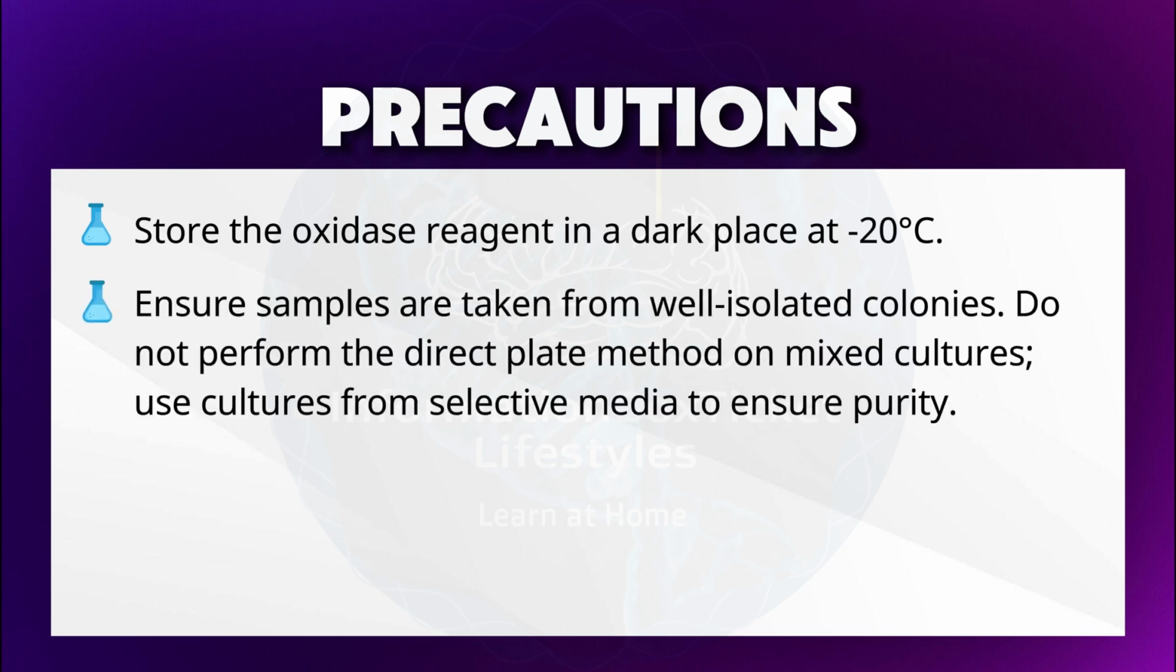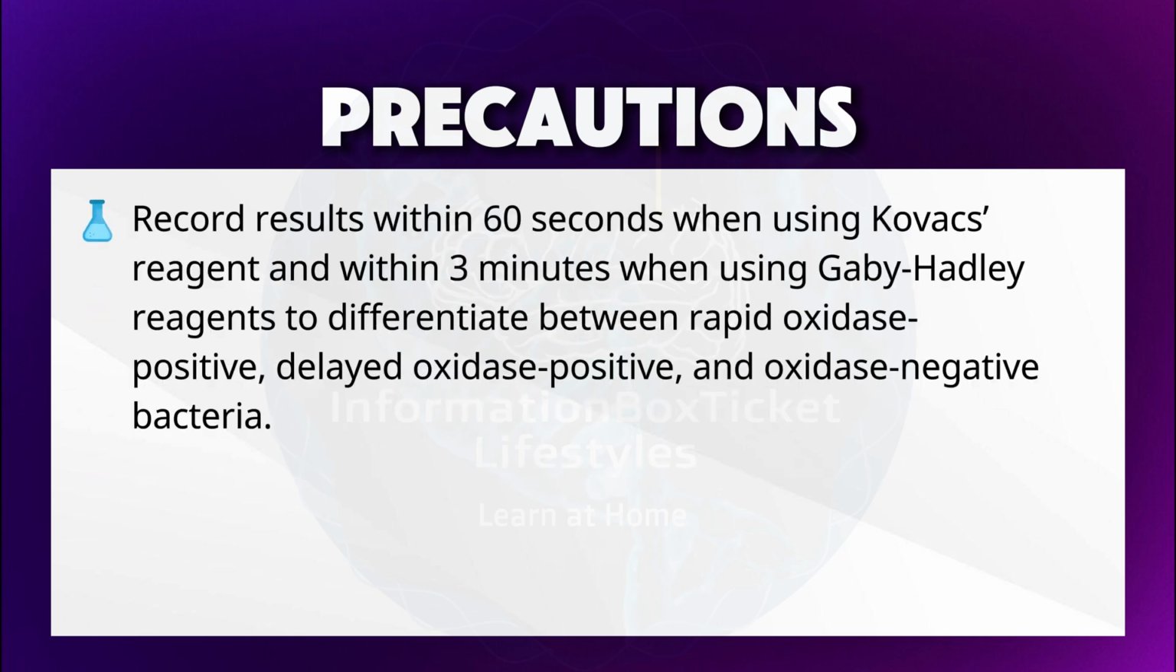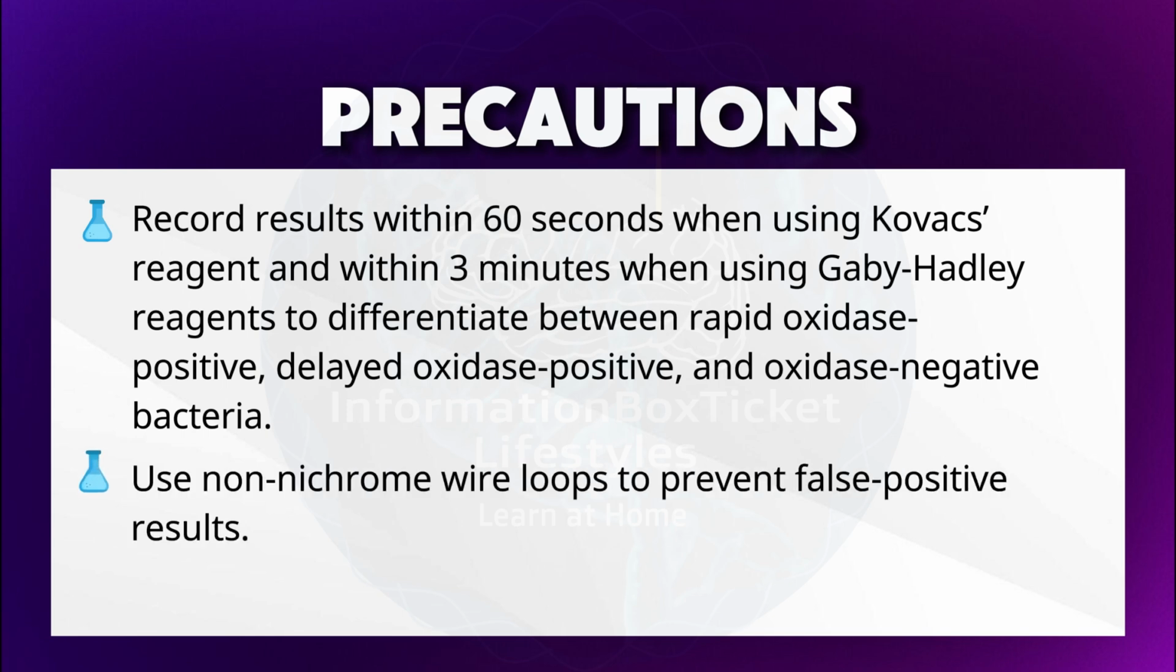Ensure samples are taken from well-isolated colonies. Do not perform the direct plate method on mixed cultures. Use cultures from selective media to ensure purity. Avoid overflooding the plate with oxidase reagent. Record results within 60 seconds when using Kovacs reagent and within 3 minutes when using Gaby-Hadley reagents to differentiate between rapid oxidase positive, delayed oxidase positive, and oxidase negative bacteria. Use non-nichrome wire loops to prevent false positive results.